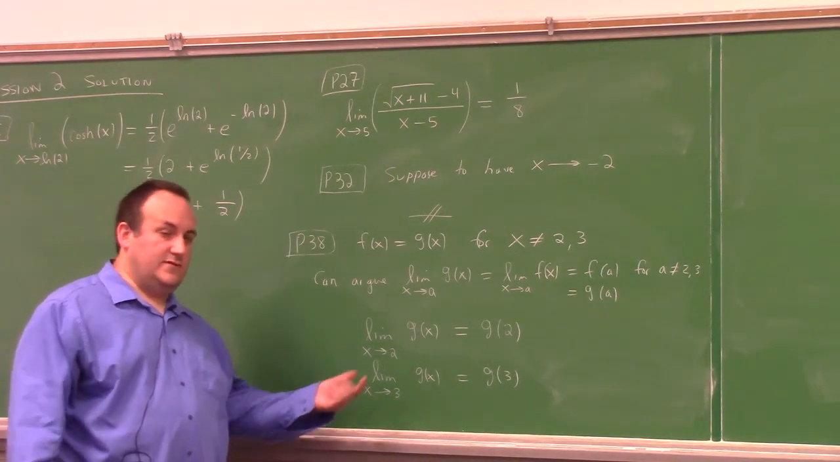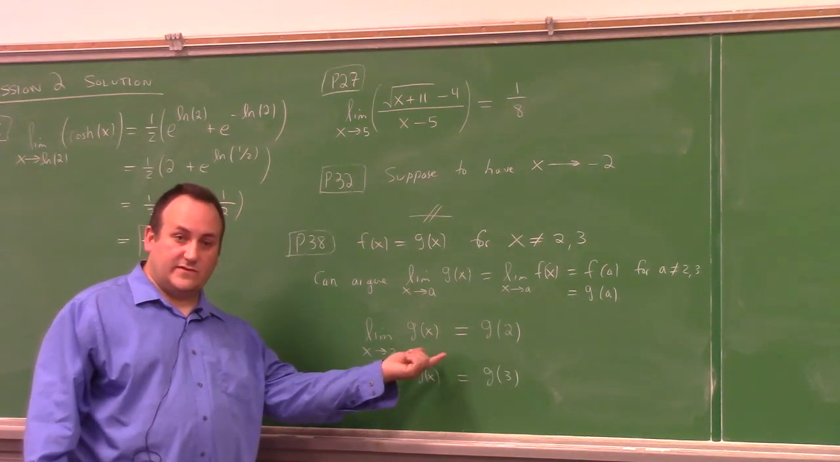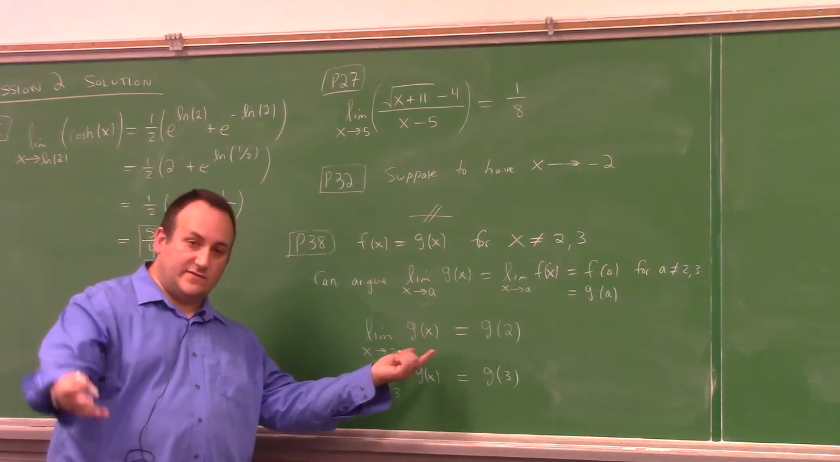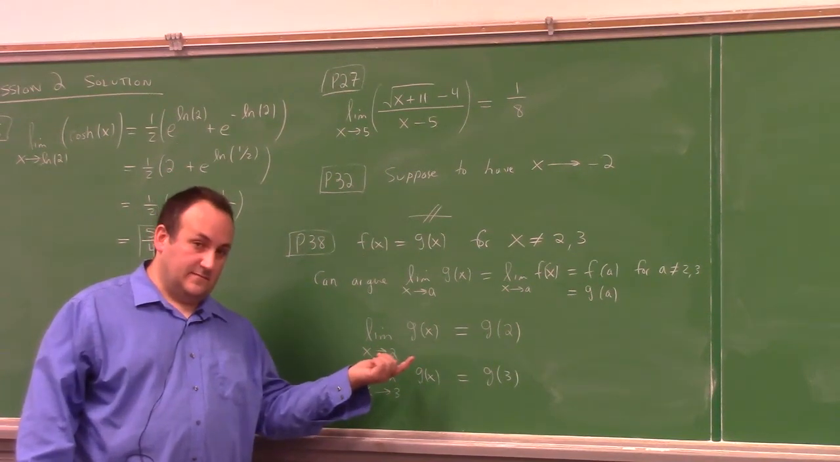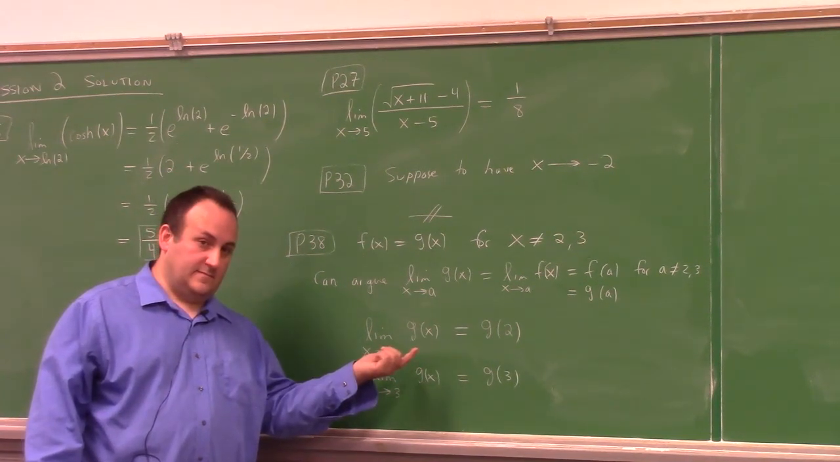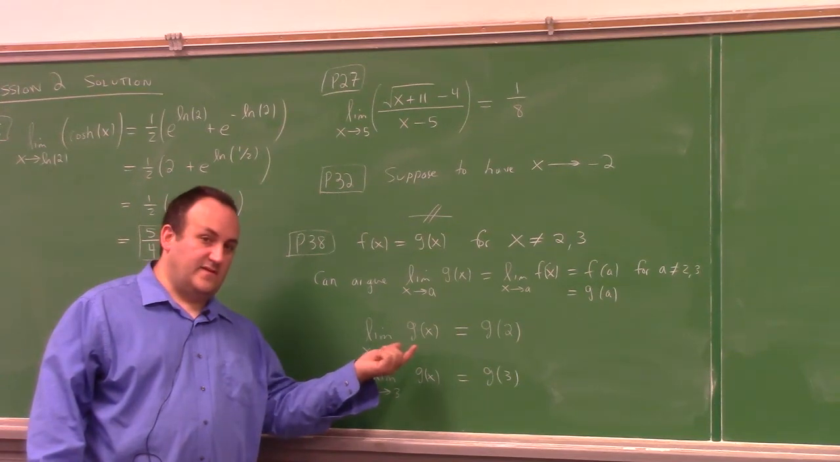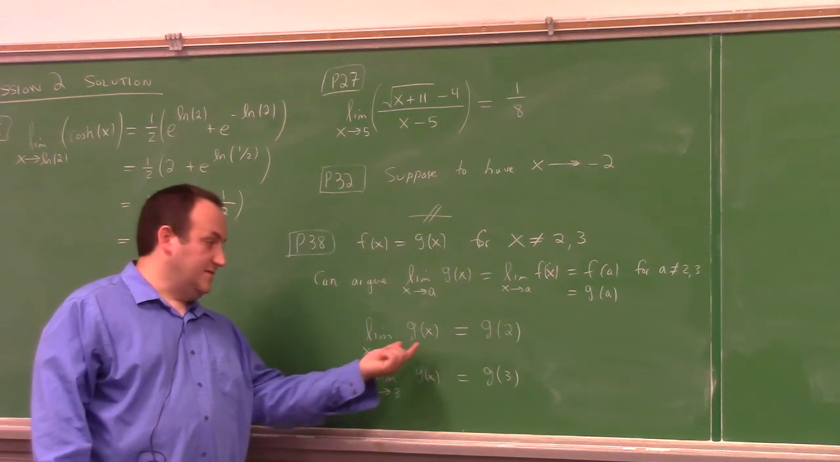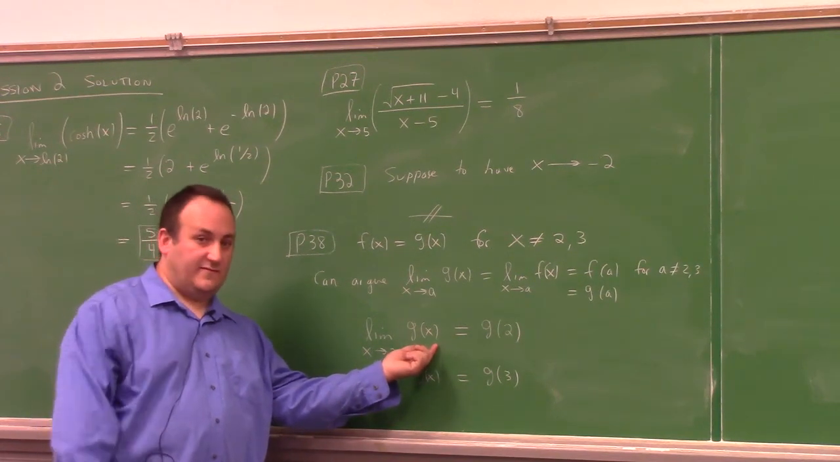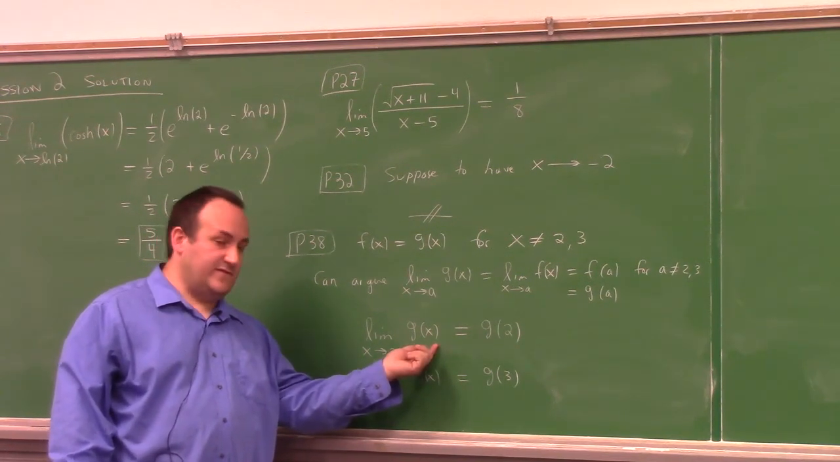But you can calculate these, right? Because the limit as x goes to 2 involves values close to 2 but not equal to 2. And you know the formula for that because it's just f of x. g of x is equal to f of x for x not equal to 2 or 3, right? So you can replace g of x with the formula for f of x and calculate the limit. That has to be whatever g of 2 is.